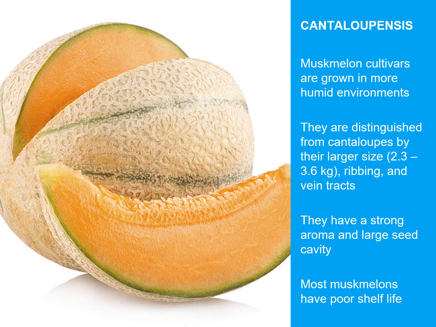So muskmelon cultivars are grown in more humid environments, and they're distinguished from cantaloupes by their larger size. So they usually weigh anywhere between 2.3 and 3.6 kilograms, and they have this distinctive ribbing pattern and vein tracts along the skin. So as a general rule of thumb, cantaloupes are small, and muskmelons are large, and they have this distinctive green ribbing pattern on the skin. They have a strong aroma and a large seed cavity within the center of the fruit, but most muskmelons have a poor shelf life.